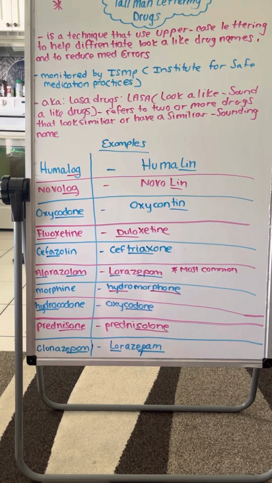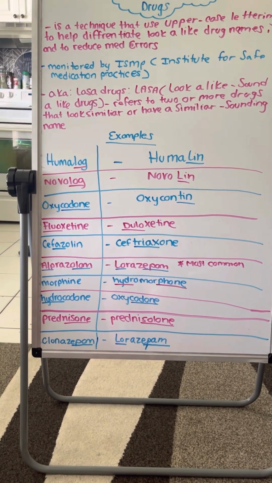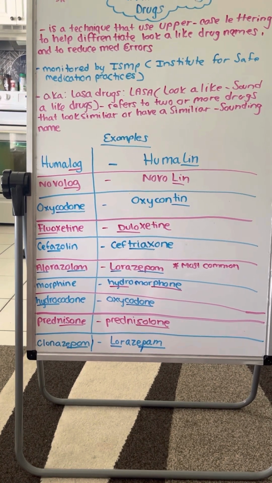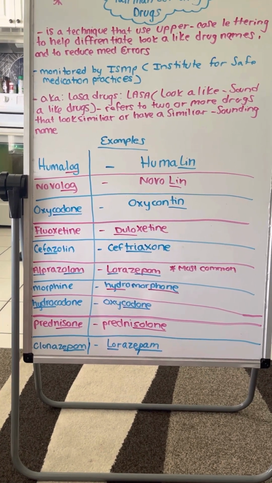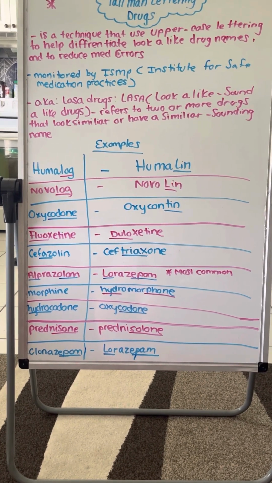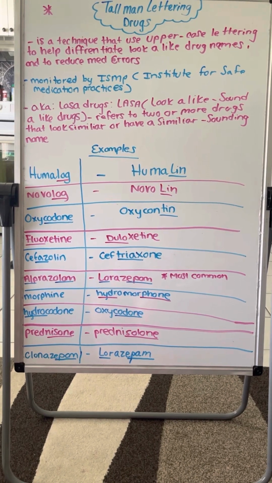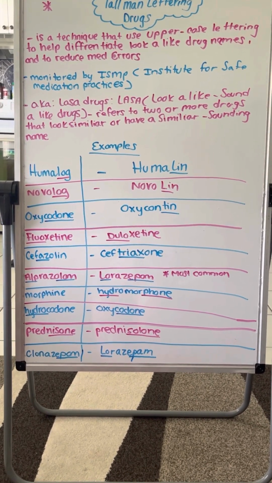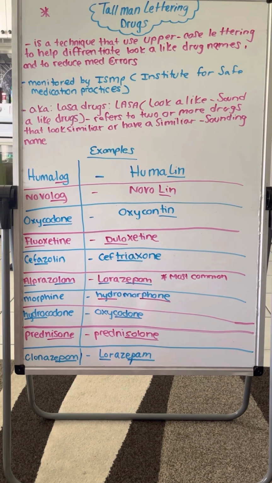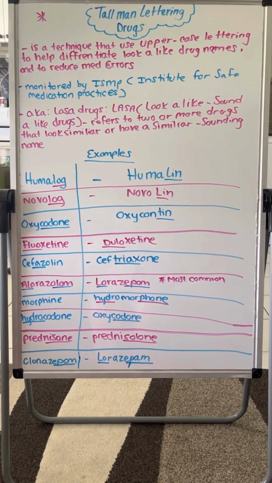Morphine starts with M-O-R-P-H-I-N-E, and the hydromorphone, big difference here is in hydromorphone, it has phone at the end and hydro in the beginning. The next one is hydrocodone and oxycodone. The big major difference in here is hydrocodone starts with hydro, and they both end in codone, so C-O-D-O-N-E. And oxycodone starts with O-X-Y.